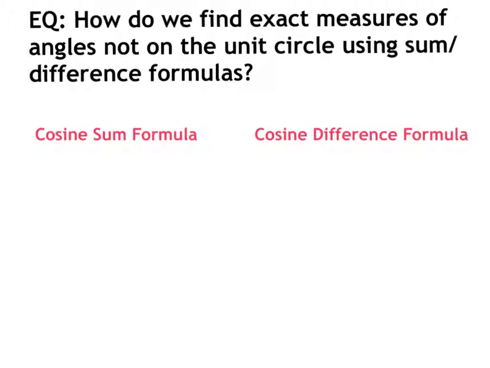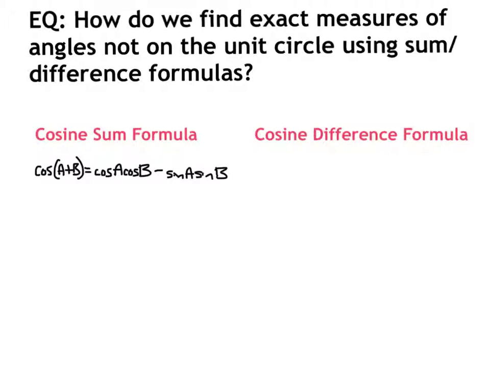Well, for those we can use the sums and differences of sines and cosines. Today I'm going to focus on cosine. Okay? The cosine sum formula says that the cosine of angle A plus angle B is equal to the cosine of angle A times the cosine of angle B minus the sine of angle A times the sine of angle B.